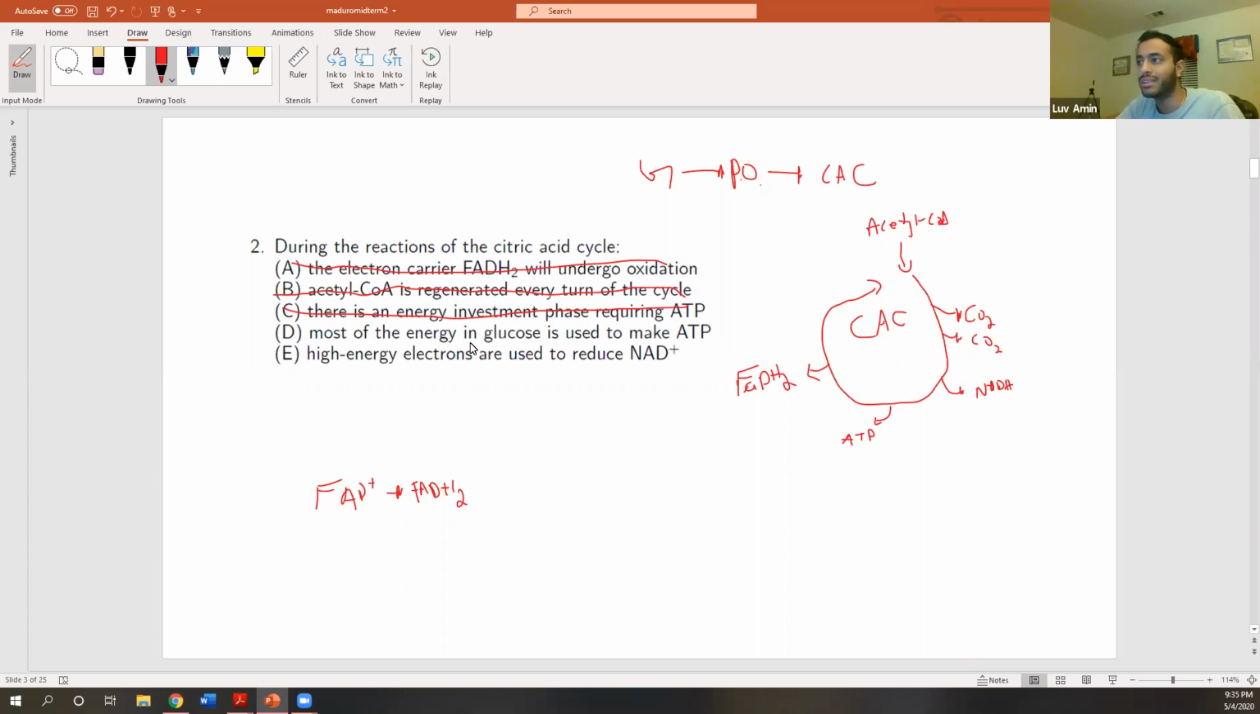D is saying most of the energy in glucose is used to make ATP. Glucose does make ATP, but most of the energy, I would say, is probably going to be made in the oxidative phosphorylation stage. So that doesn't really sound right either. And finally, E, high energy electrons are used to reduce NAD+. We know that NAD+ is an electron carrier, and the way it carries electrons is when it gets reduced to NADH. So that definitely makes sense, and that's definitely true. So E is our answer in this case.